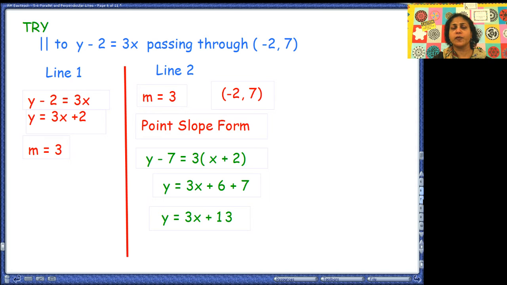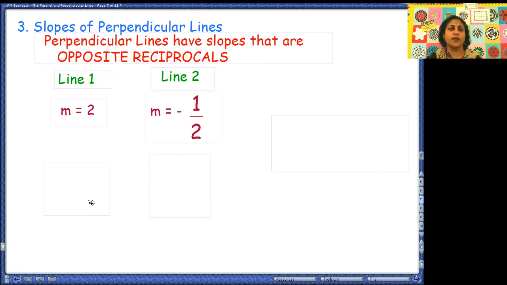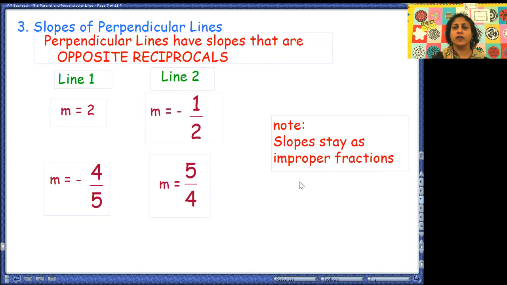When lines are perpendicular, it's a different story. Perpendicular lines have slopes that are opposite reciprocals. Opposite means negative becomes positive, positive becomes negative, and you know what reciprocal means. So for example, if line 1 is 2, line 2 will be -1/2. If line 1 is -4/5, line 2 will be positive 5/4. Remember that we want to see the rise and the run, so the slopes have to stay as improper fractions.